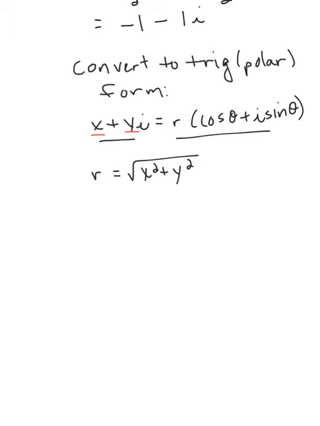Another piece of this that we are going to think about is the fact that we have an x and a y. And if we have an x and a y, we can find the tangent. The tangent is always y over x. So we're going to use that relationship to help us figure out what angle we need.